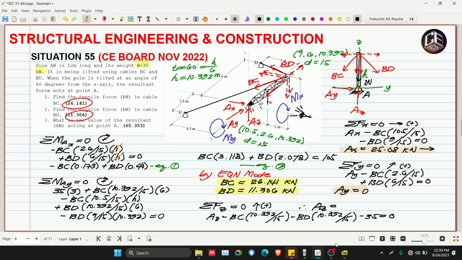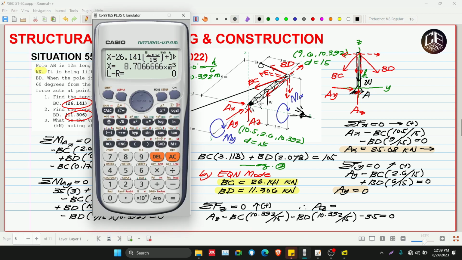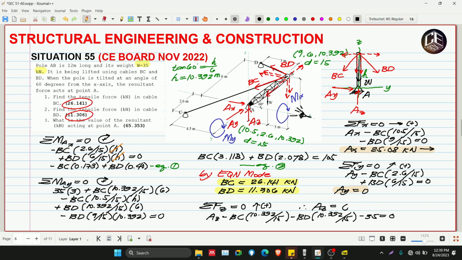So, ang ating AZ is equivalent to, i-add na lang natin sila. 26.141 multiplied by 10.392 over 15. And then plus 11.306 multiplied by 10.392 then over 15. And then plus 35. So 60.94 kilonewton. Then, positive na nakuha natin. Kaya, tama yung ating assumption sa direction ng AZ.